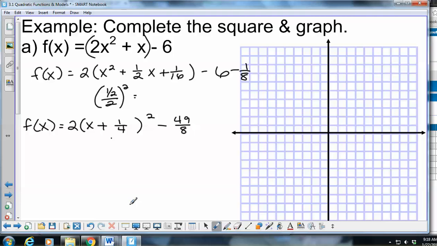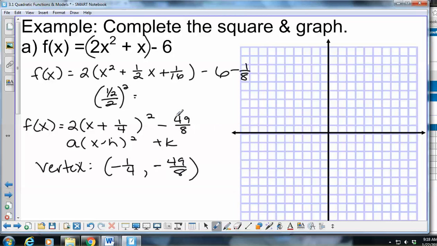Is this one going to be a nice, pretty vertex? No, not at all. You know your equation, a(x minus h) squared plus k. So my h is going to be... my k is going to be -49/8. And so then you would have to graph this if you were using transformations. You would move left, down, you would stretch it, and get your graph from there.